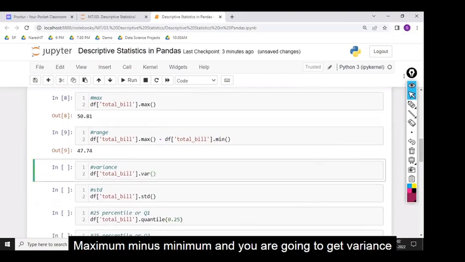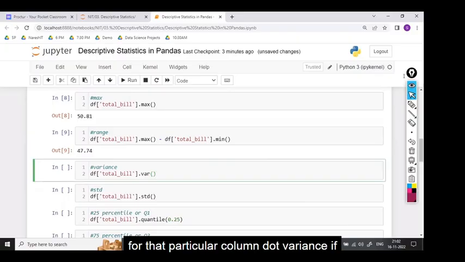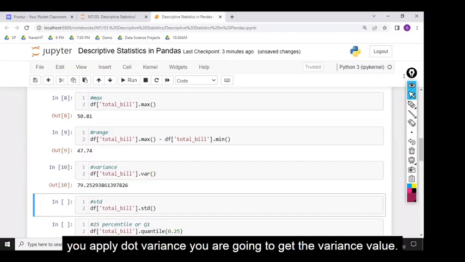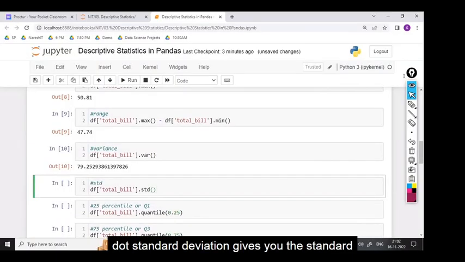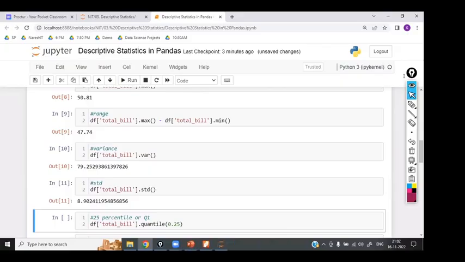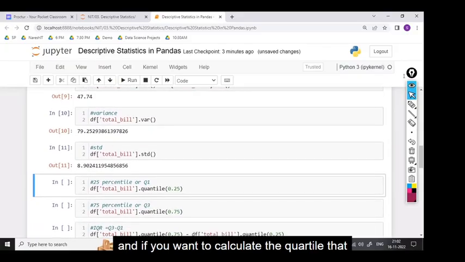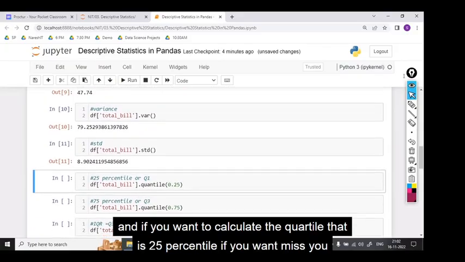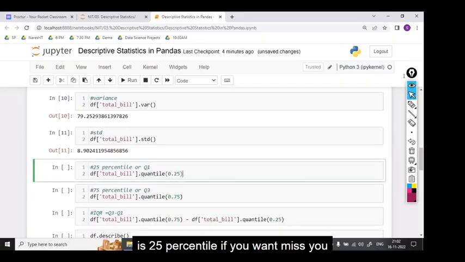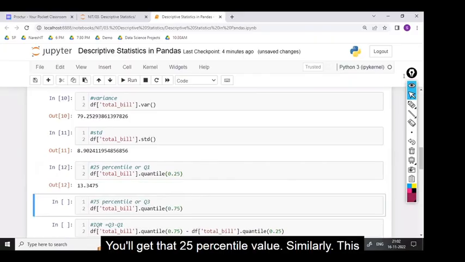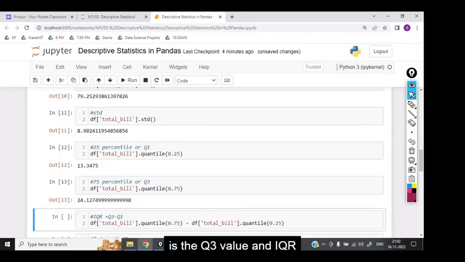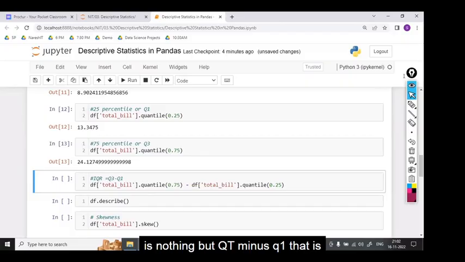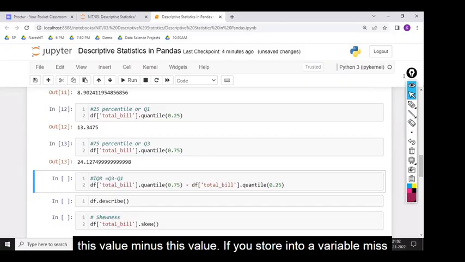And you are going to get variance for that particular column, dot variance. If you apply dot variance, you are going to get the variance value. Dot standard deviation gives you the standard deviation value. And if you want to calculate the quartile, that is the 25 percentile, you write dot quantile of 0.25. You'll get the 25 percentile value. Similarly, this is the Q3 value. And IQR is nothing but Q3 minus Q1. That is this value minus this value.